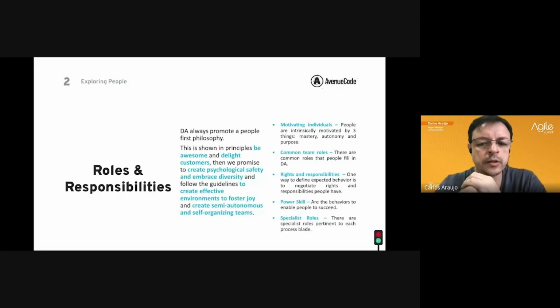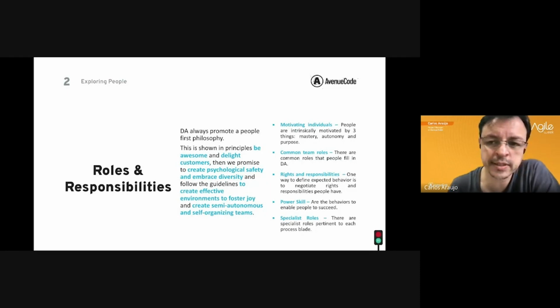Common team roles. There are common roles that people fill in DA. We also have rights and responsibilities. One way to define expected behavior is to negotiate the rights and responsibilities people have. Power skills are the behaviors that enable people to succeed. Also, we have the specialist roles. There are specialist roles pertaining to each process blade. What is a process blade? This is something we're going to see further in our presentation. I will get back to this topic.